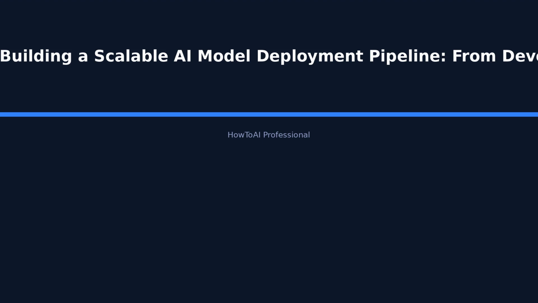2. Autoscaling. Implement autoscaling features offered by cloud providers to adjust the number of active instances based on current demand. This ensures that you are only using resources when you need them. 3. Microservices architecture. Consider breaking your application into microservices. Each service can be independently deployed, scaled, and managed, allowing for more agility and flexibility in your deployment pipeline.